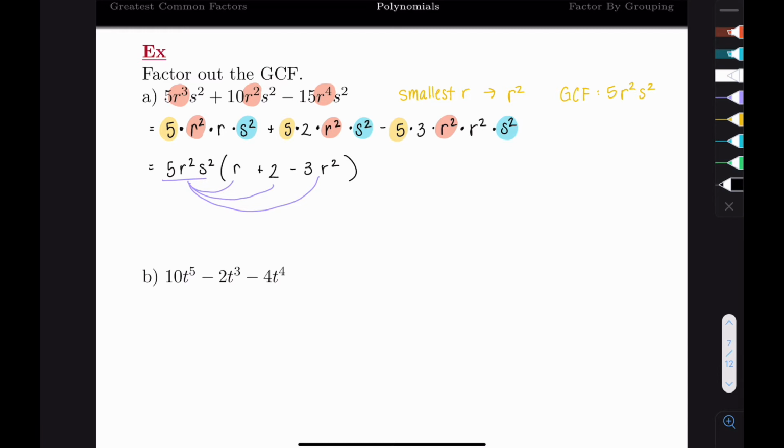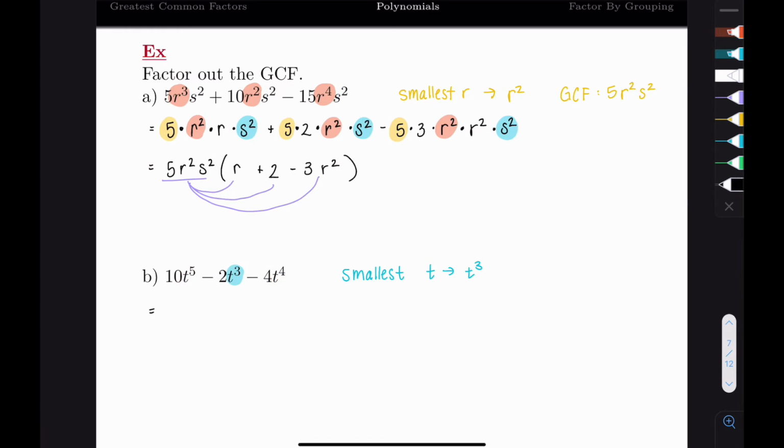Let's keep going. Let's try some more. So we've got 10t to the 5th minus 2t to the 3rd minus 4t squared. So first and foremost, I definitely see these numbers out front are all divisible by 2. And if I look at my powers of t, t to the 3rd is my smallest t power. Okay. So this one, t to the 4th, it means I have 4 t's, so I can definitely take 3 of them out. T to the 5th, I can take 3 t's out as well.